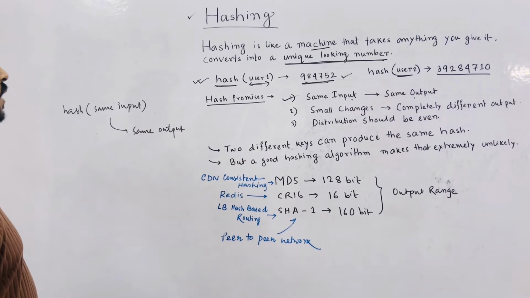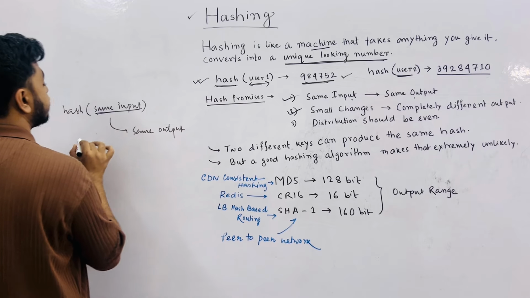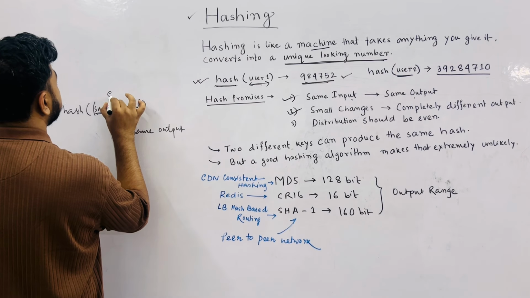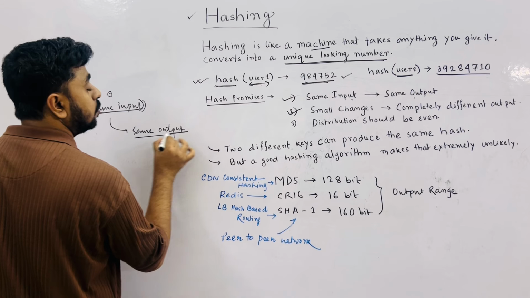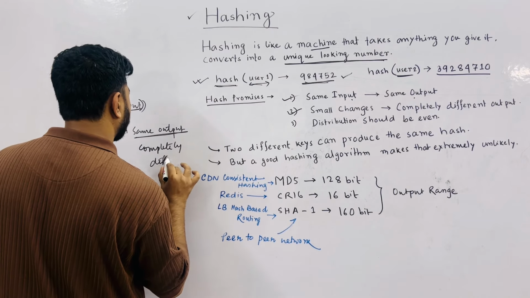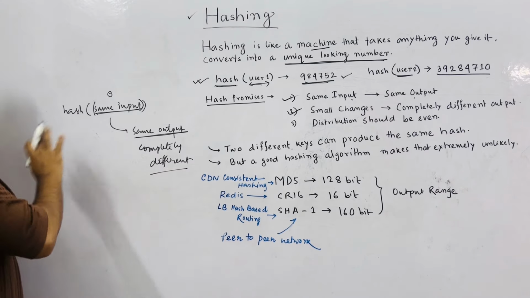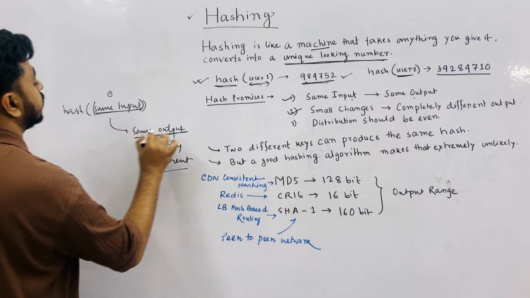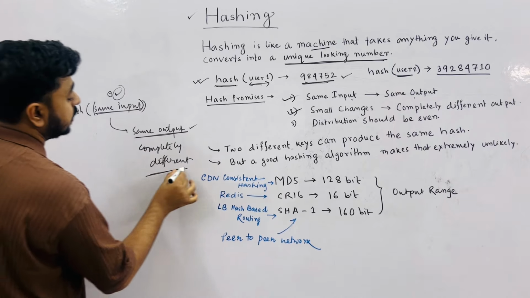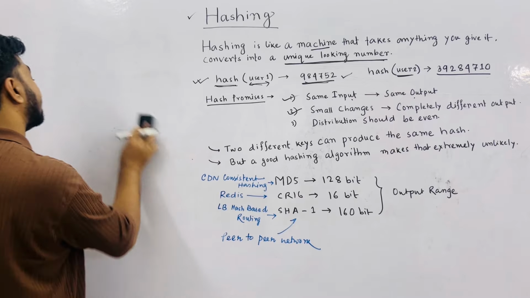Then what is the next promise? Any small change in the input, even a small change, and the output will be completely different. So what is hashing telling? Hashing is telling: if you provide me the same input, I will always provide the same output, but if you make any small change in your input, I will provide a completely different output. This is what hashing guarantees.